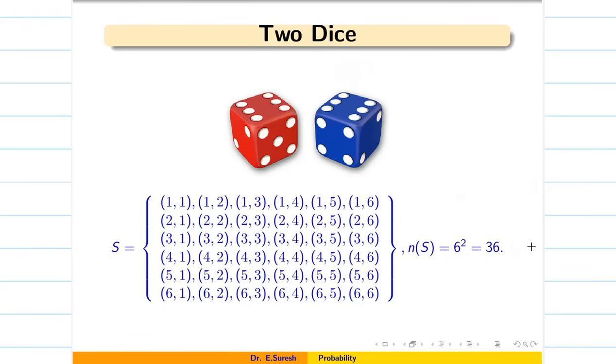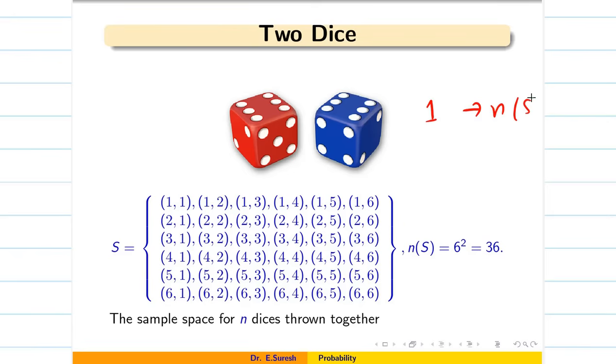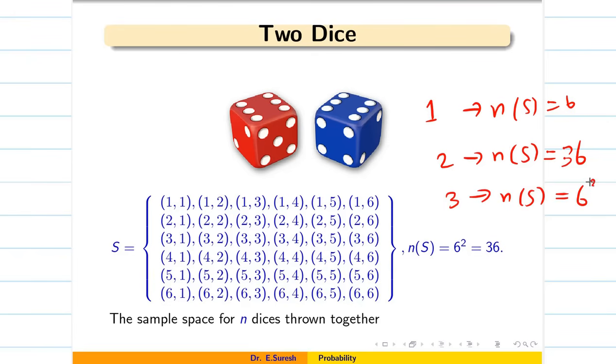So now you can guess, students, this might be very helpful to find the sample spaces in probability from the exam point of view. If you have 1 die, then your n(S) is 6. If you have 2 dice, your n(S) is 36. If you have 3 dice, your n(S) is simply 6 cubed. So now what you can do, you can replace like this.